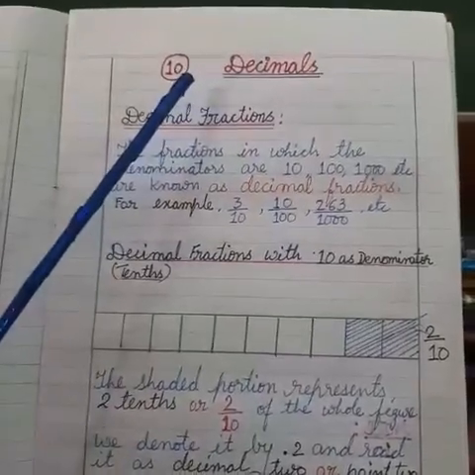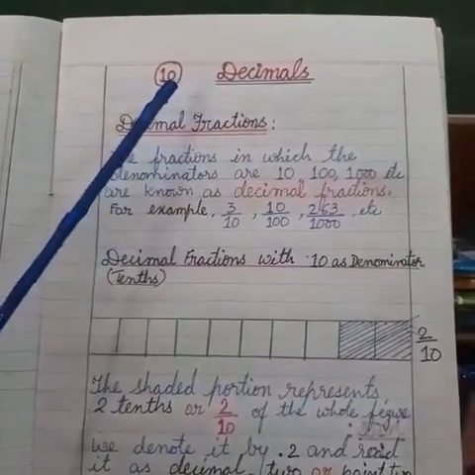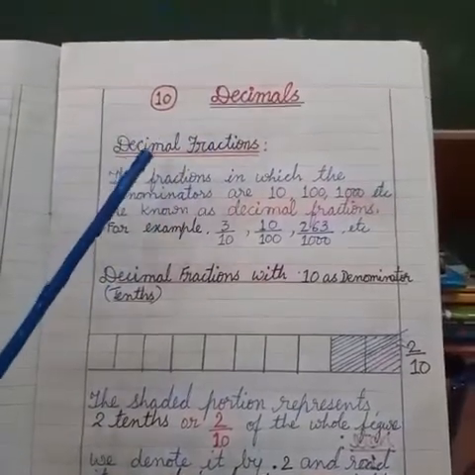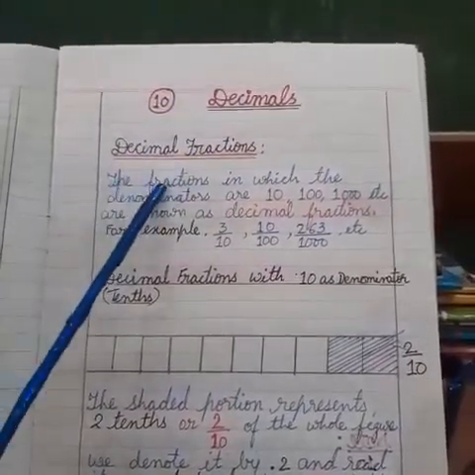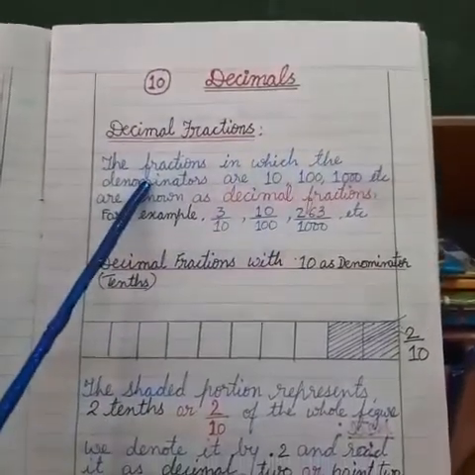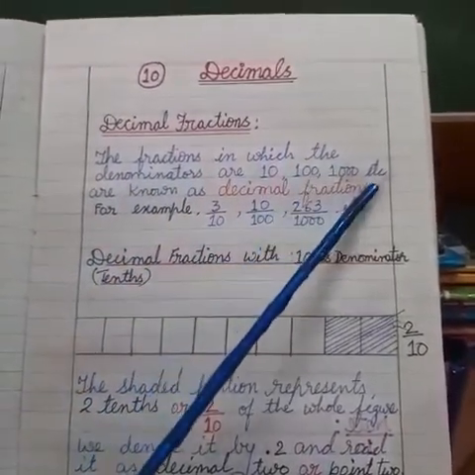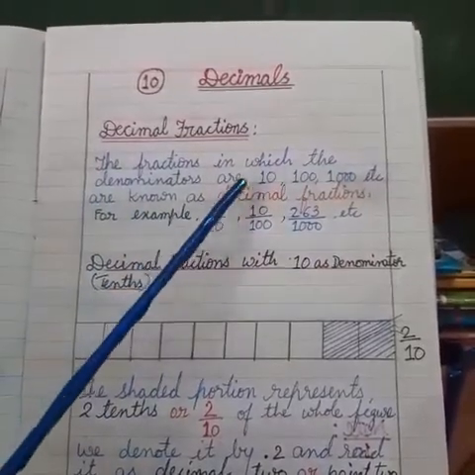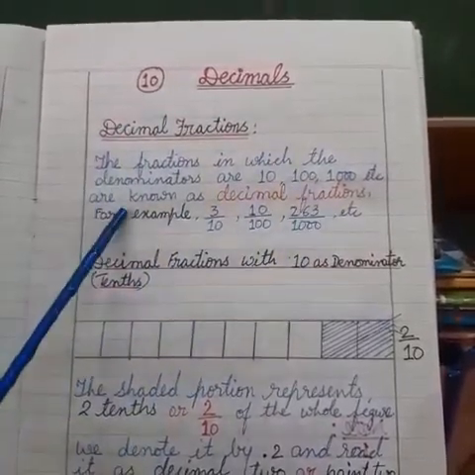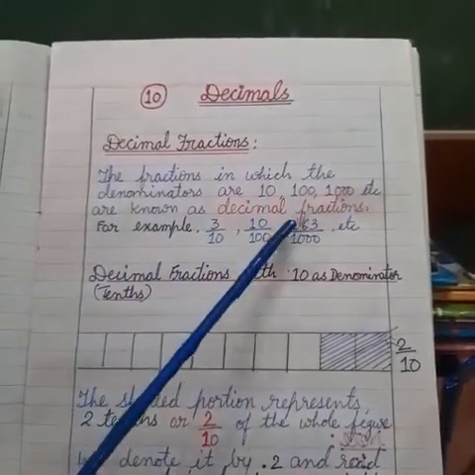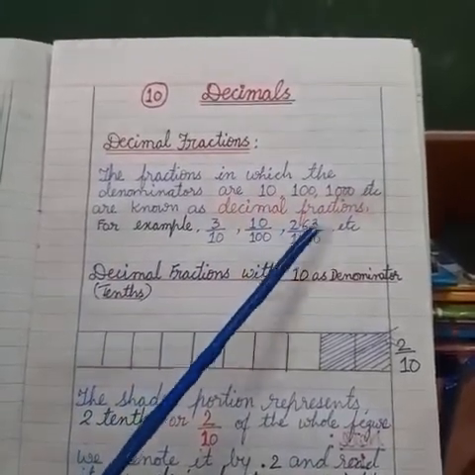Good morning, students. Today we are going to start a new chapter, chapter number 10, that is decimals. What are decimal fractions? The fractions in which the denominators are 10, 100, 1000, etc. are known as decimal fractions. For example, 3 by 10, 10 by 100, 263 by 1000, and so on.